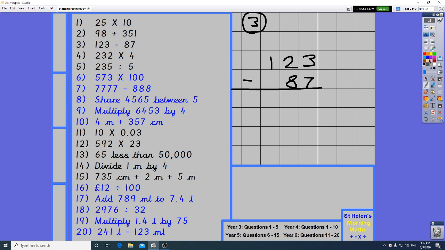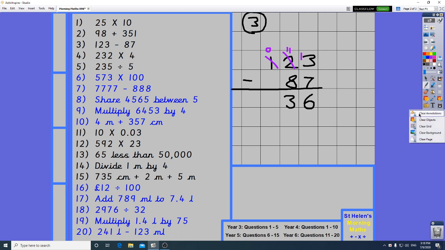3 take away 7. We'll need some help with that. 2 goes down to a 1. We get this one. 13 take away 7 is 6. 1 take away 8, we can't do that. Get some help from this one in the hundreds column, which goes down to a 0. Comes over here. 11 tens take away 8 tens, or 11 take away 8 in this case, is 3. Just a 0 at the front, which we don't need. So the answer is 36. 123 take away 87 is 36.